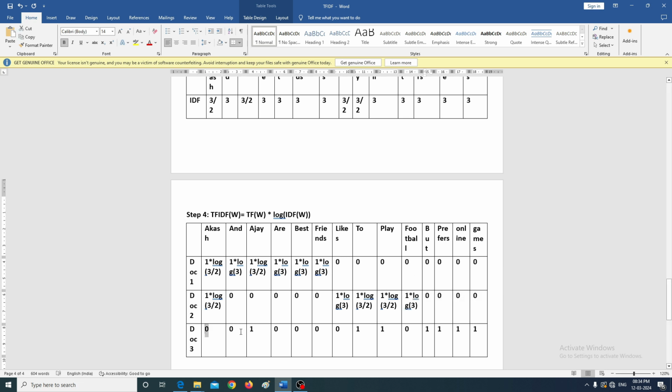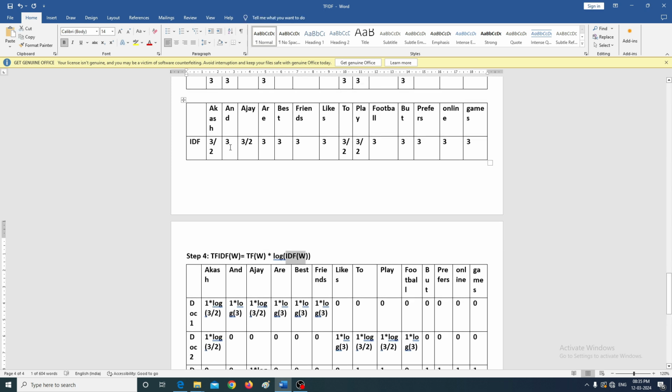Coming to document 3. I am not going to calculate the TF IDF for these words, because term frequency of these words is 0. 0 into anything would be 0. Now I am going to calculate the term frequency, inverse document frequency for this Ajay word. 1 is the term frequency of the Ajay word in document 3. And I am going to calculate TF IDF of W for the Ajay word: the term frequency of Ajay word into log of IDF of Ajay word.